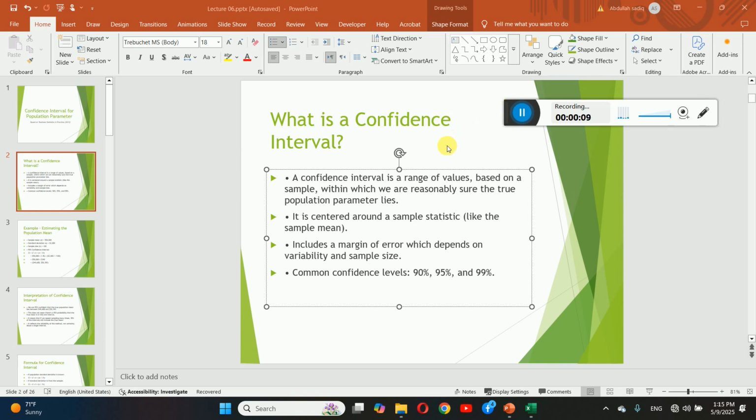Dear students, in this session, inshallah, you'll learn what a confidence interval is, how it works in statistics, and how you can construct a confidence interval based on your data. This is really one of the most important topics in your research analysis, dear students, and also in your statistical analysis.